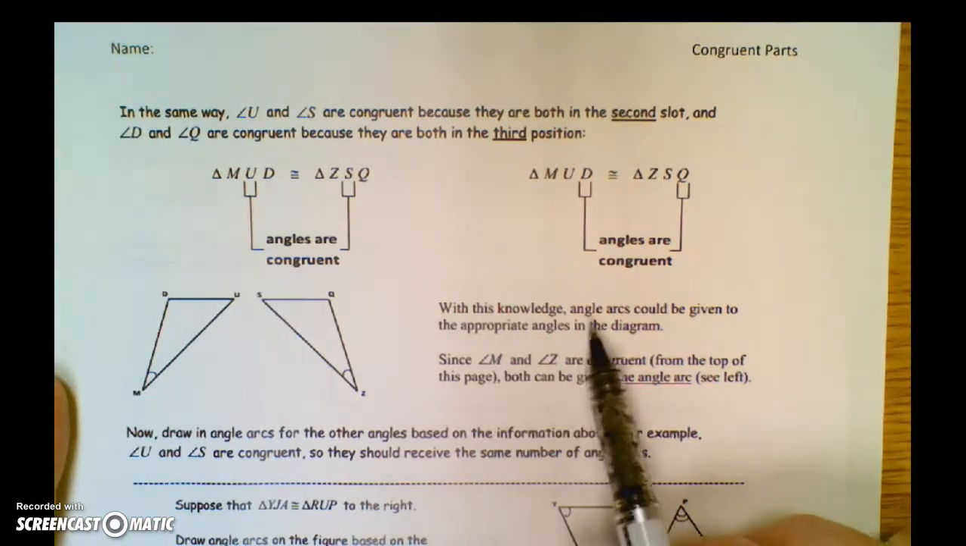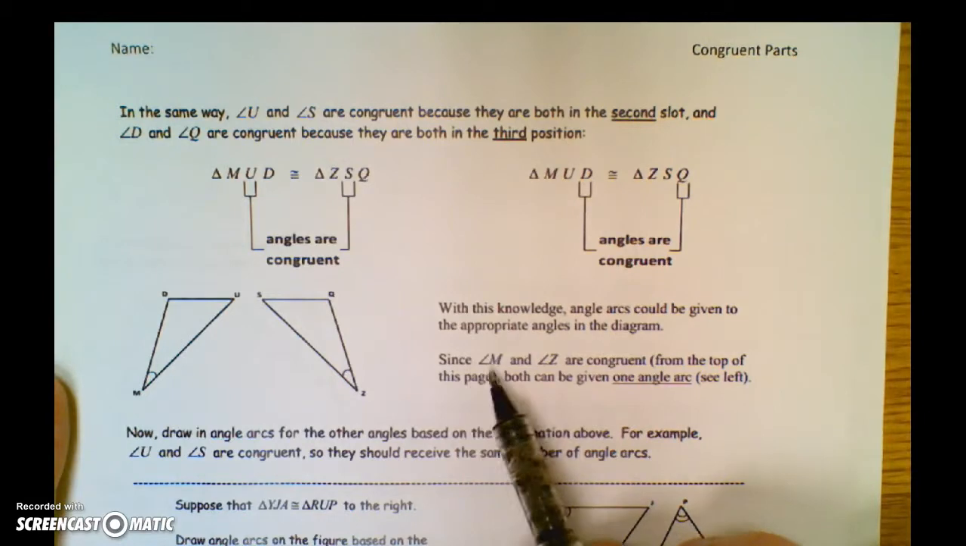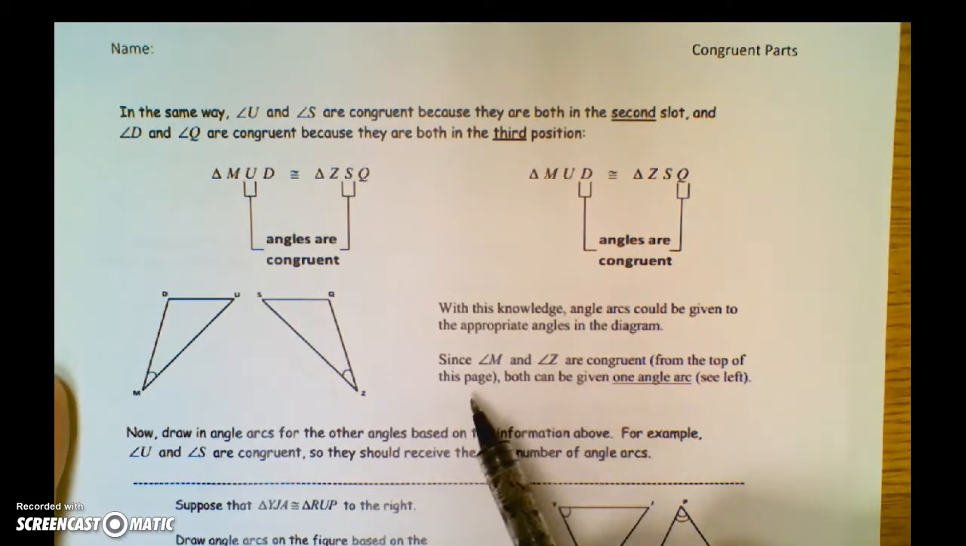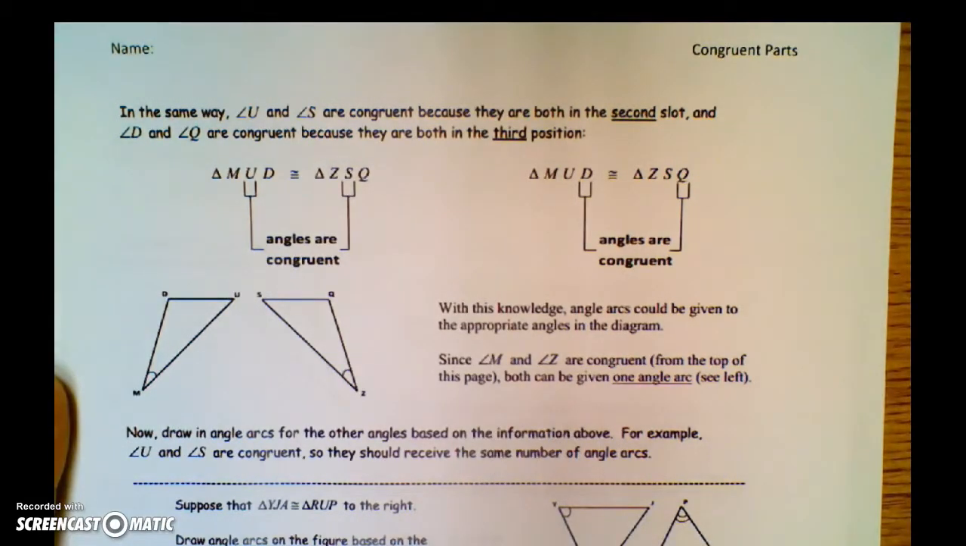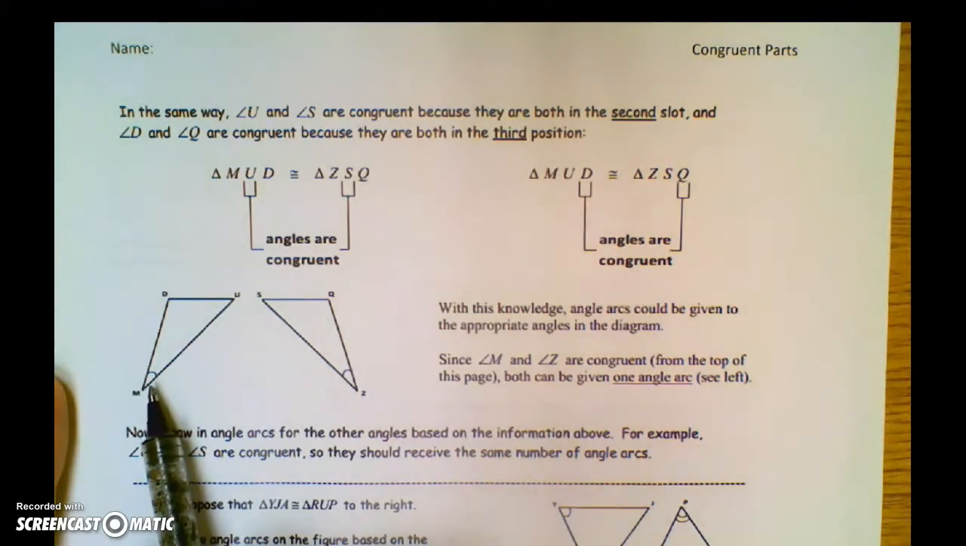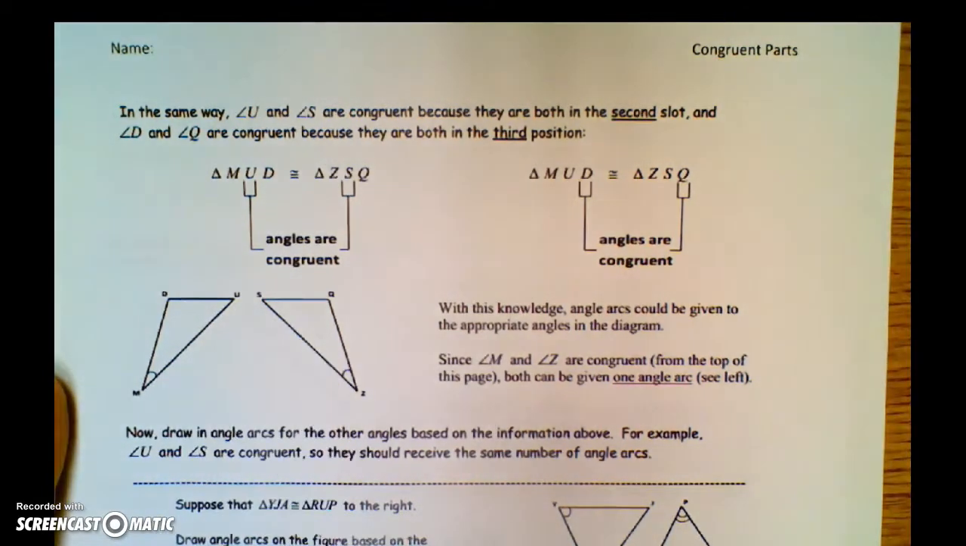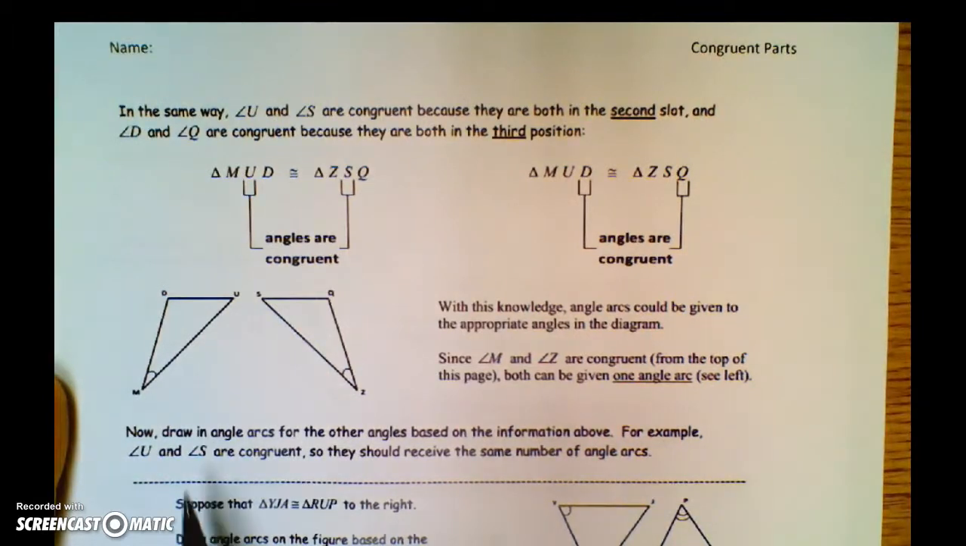So with this knowledge, angle arcs should be given to the appropriate angles in the diagram. Since angle M and Z are congruent from the top of this page, both can be given 1 angle arc. So notice in the diagram we put 1 angle arc to show that they're congruent. Now we're going to draw in angle arcs for the other angles based on the information above.